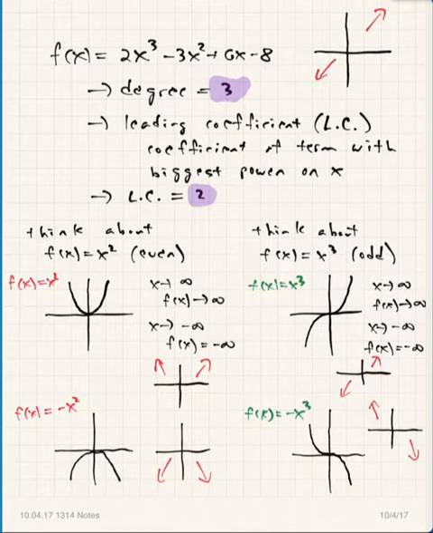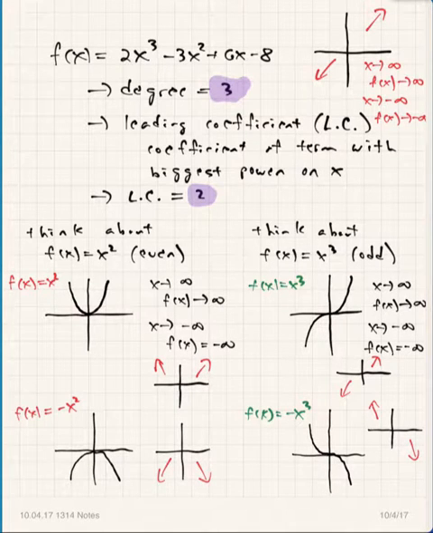Or you might see it written out, that as x goes to infinity, in other words, going to the right, f of x is going to infinity. And as x goes to the left, f of x goes to negative infinity, like that. On WebAssign, they may have questions where you have to answer it in that way. So you just have to be careful. All right, so we're on our way.